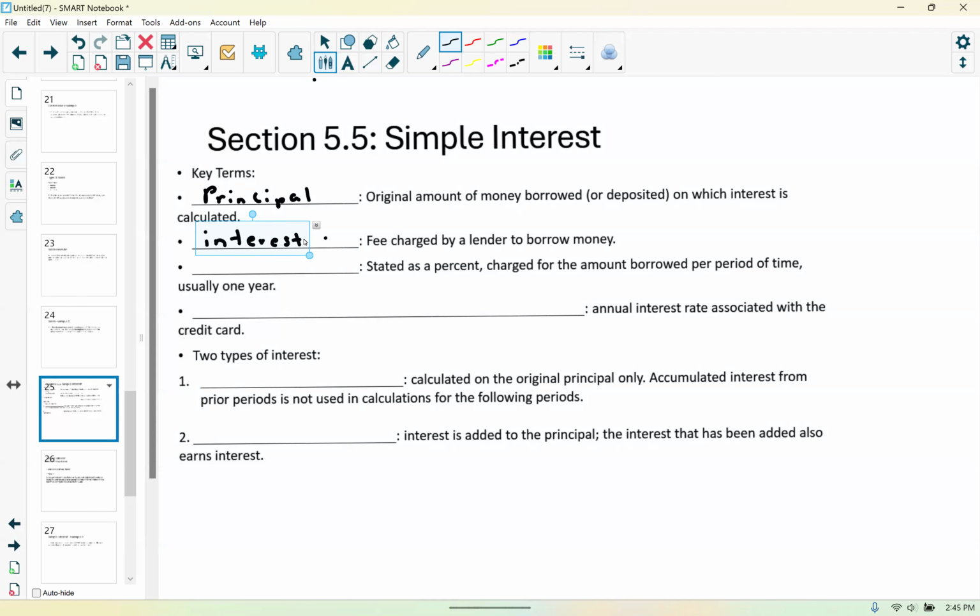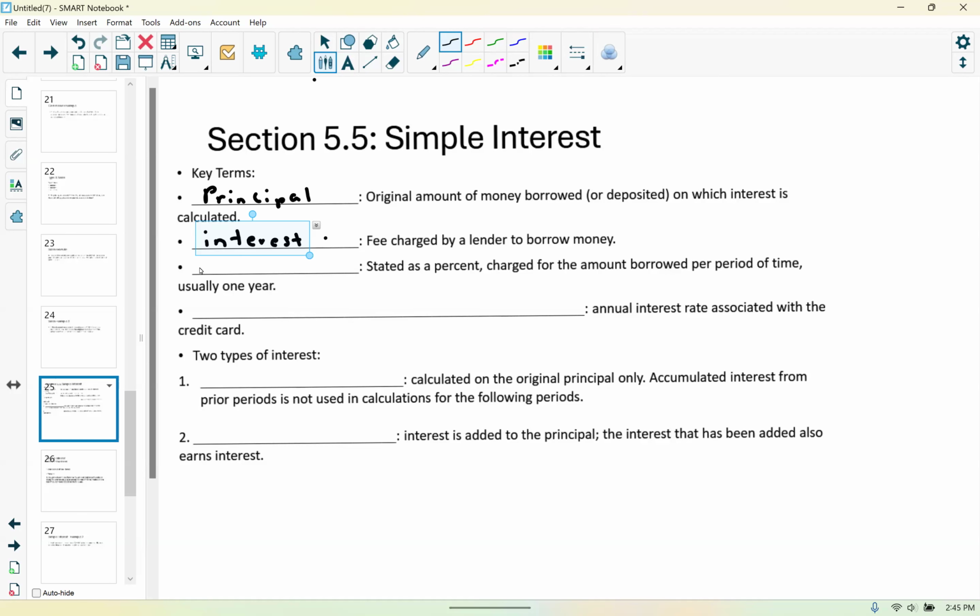So anytime you're borrowing money from a bank, or with a credit card or a loan, they charge you interest. So they charge you an amount of money to be able to borrow that money. There's also interest when you deposit money in a 401k or a bank account, and then you can get interest, and that benefits you, versus when it's a loan, it does not benefit you.